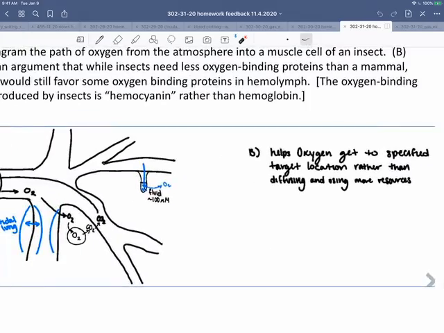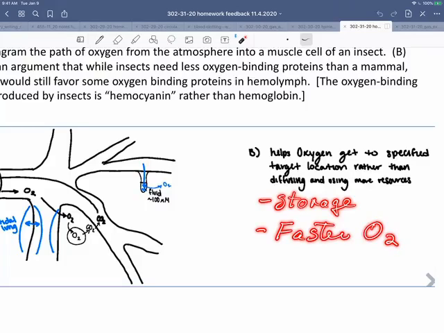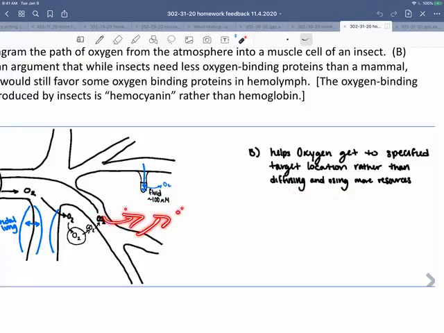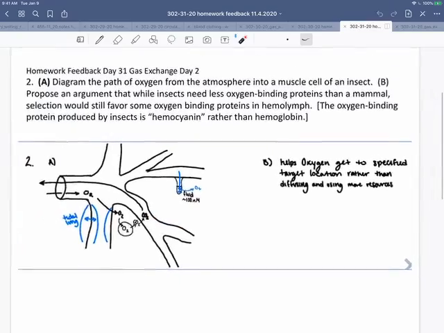So why might insects have hemocyanin as an oxygen-binding protein? This answer proposed maybe it helps oxygen get to specific target locations. So that's certainly the case. Wherever you had some oxygen-binding proteins, you would have more oxygen moving to that location. It also provides a brief period of storage. It causes faster movement of O2, because as the oxygen moves in, wherever there's a binding protein for it, that oxygen gets trapped. It can't go back, and so there's a net movement until the oxygen is bound. So multiple possible reasons.